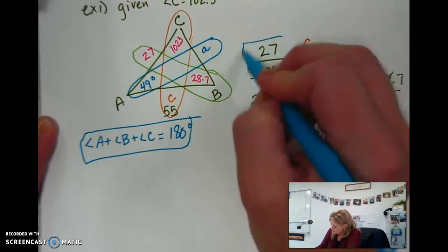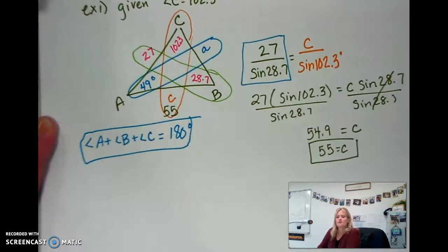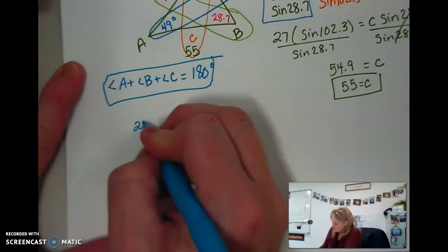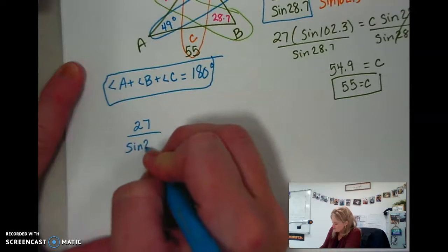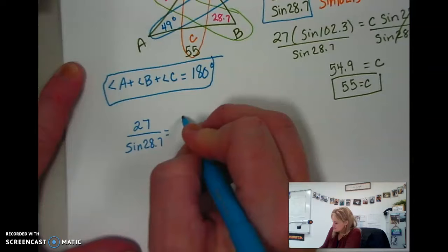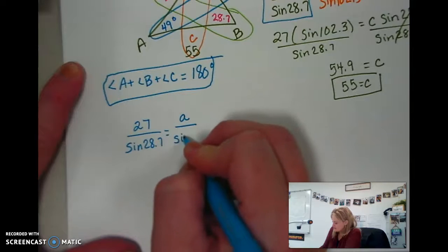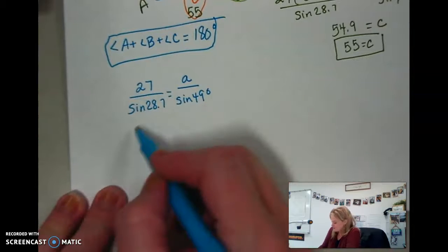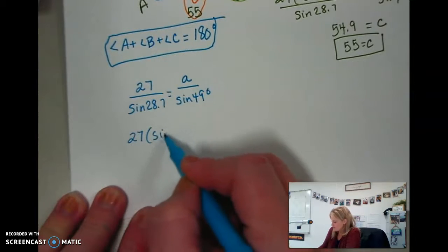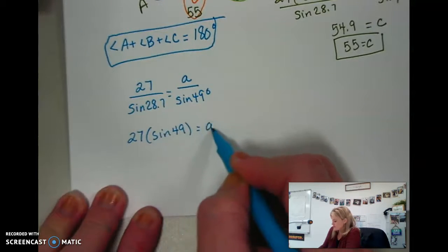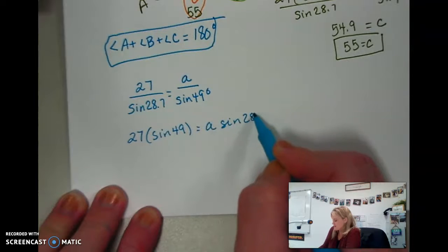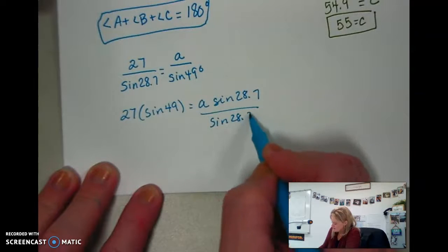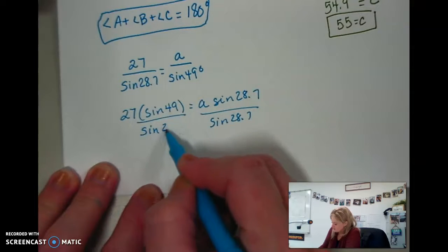So I'm going to use my first match that I had between a side and an angle. And I know that 27 is to the sine of 28.7, as side A is to the sine of 49 degrees. And again, I'm going to cross multiply, so 27 times the sine of 49 equals A times the sine of 28.7. If I want to solve for A, I'm going to divide both sides by the sine of 28.7.